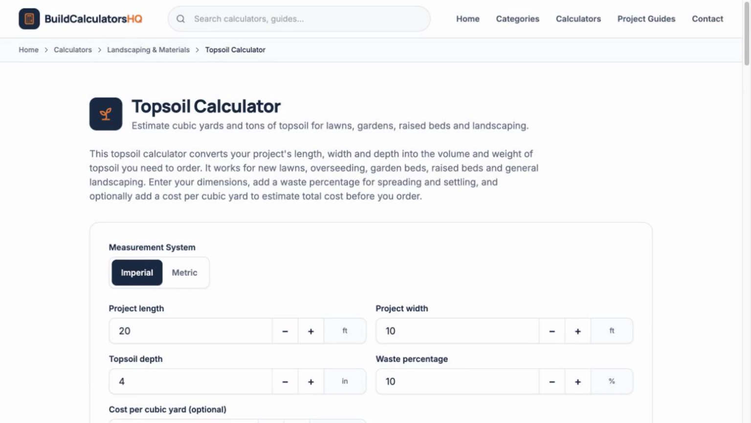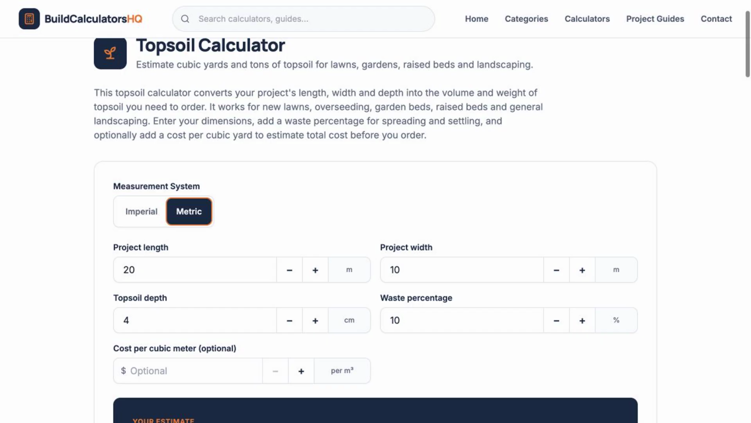Start by choosing imperial or metric measurements, then enter the length and width of the area you want to cover. For this example, we'll use an area of 20 feet long and 10 feet wide.